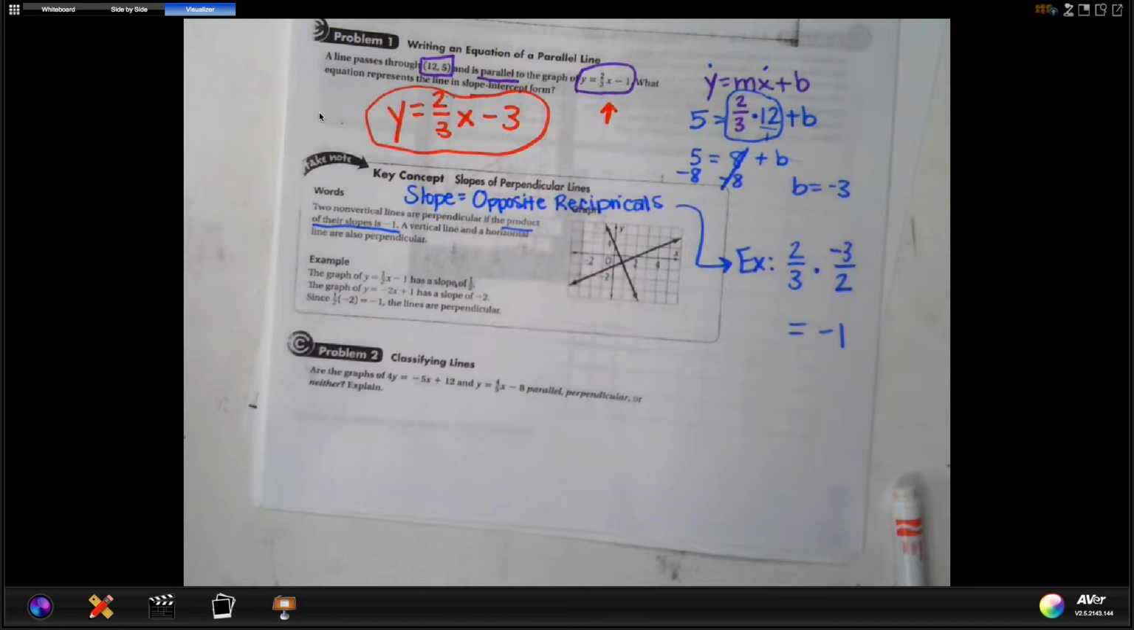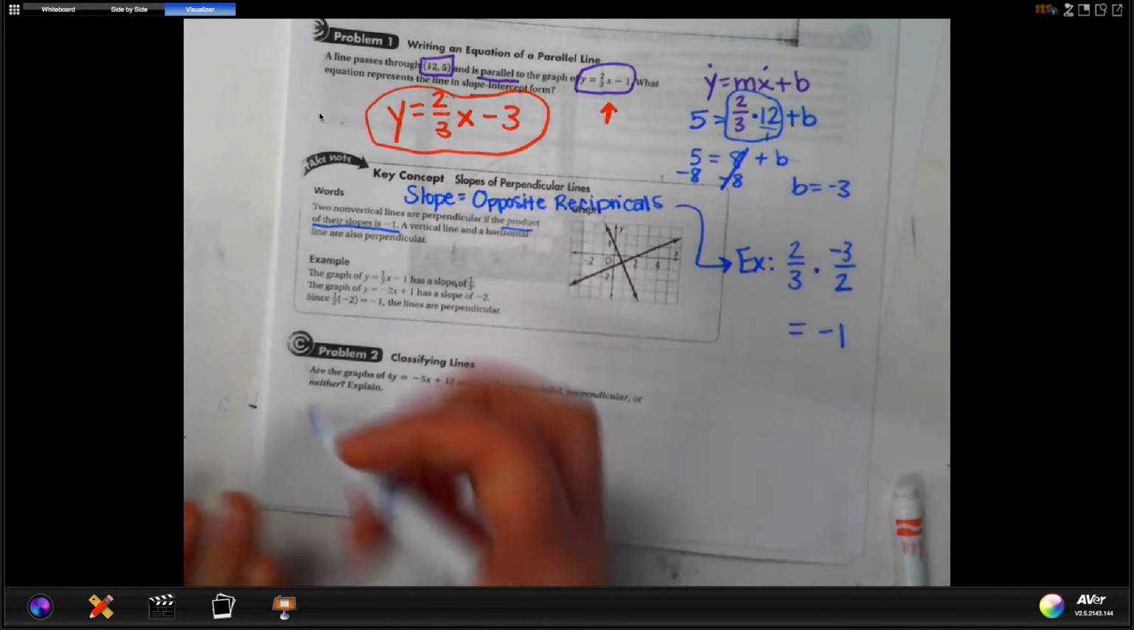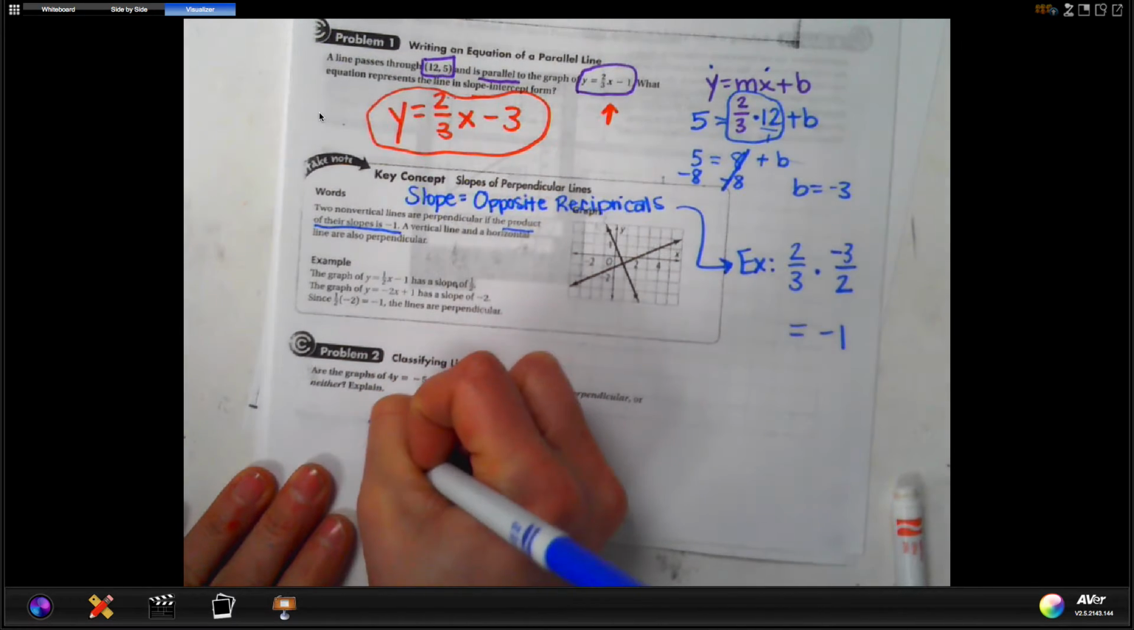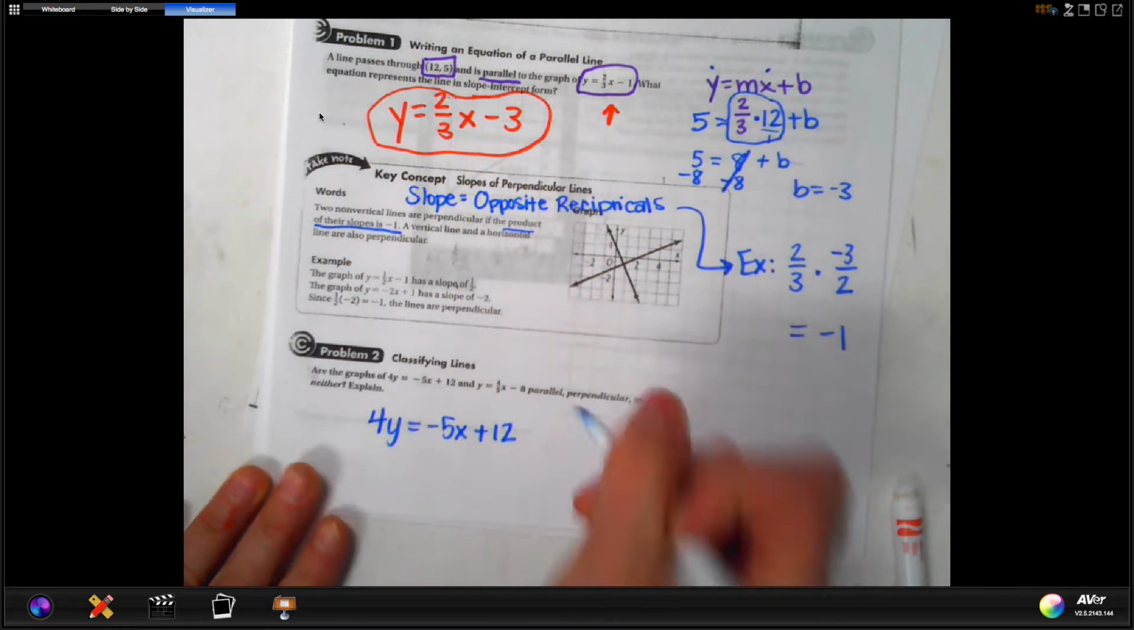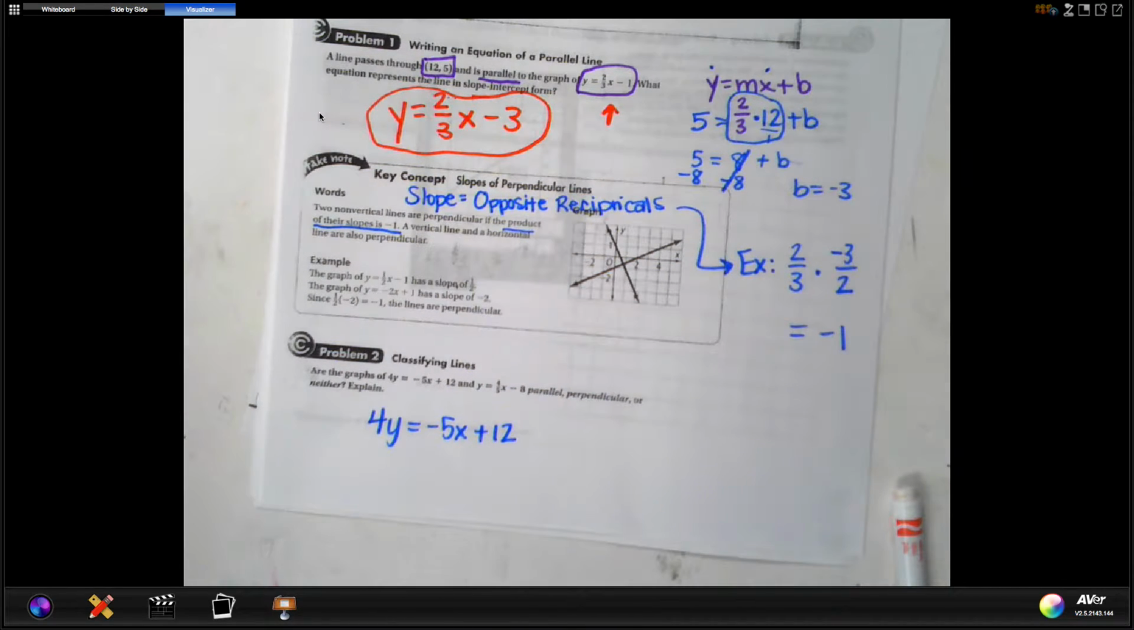So you can get a neither if the slopes are not the same or if they're not the opposite reciprocal. Okay? So the problem is, one of these two, we can't see the slope yet. Which one do we have to solve for the slope on? Xavier, go. That's right. So 4y equal -5x plus 12. We got to solve for the slope. So what do we have to do to solve for the slope?